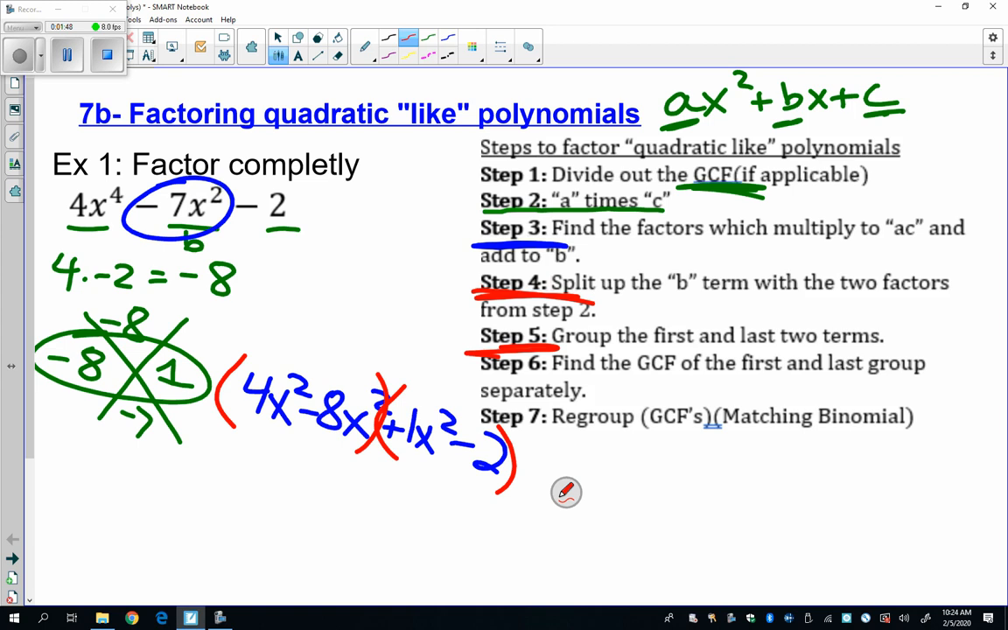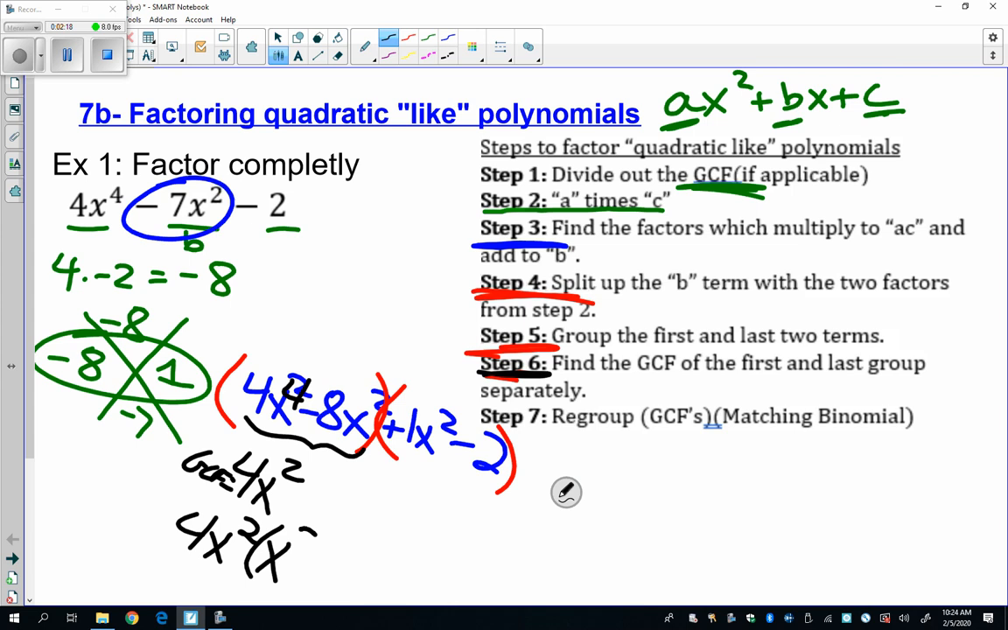Step 6, find the greatest common factor for the first and last group. The greatest common factor between the first two terms is 4x squared. So we're going to divide 4x squared out of both terms. That'll be x squared minus 2. The greatest common factor of the second two terms is just 1, so we're going to divide a 1 out.